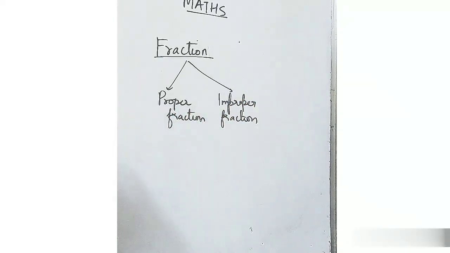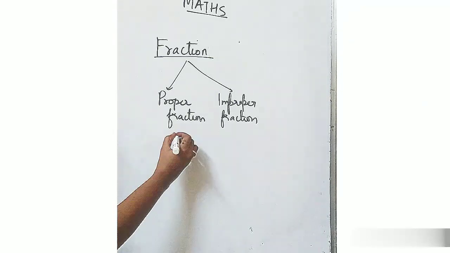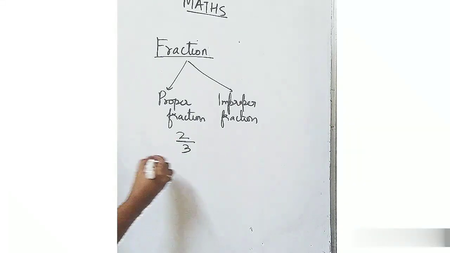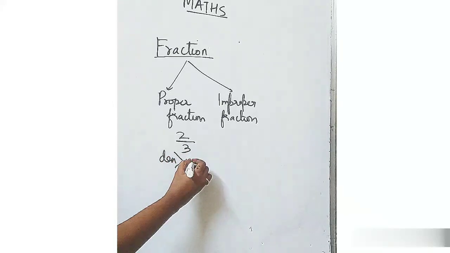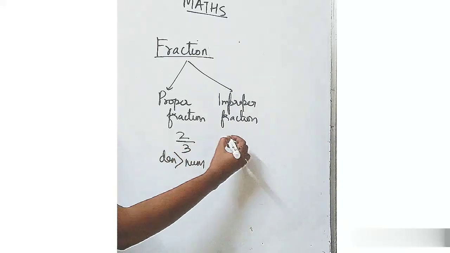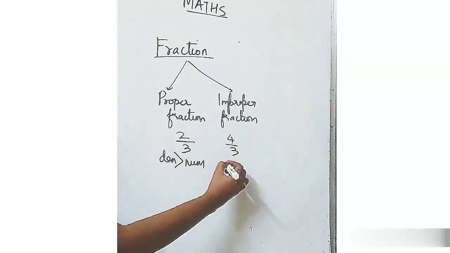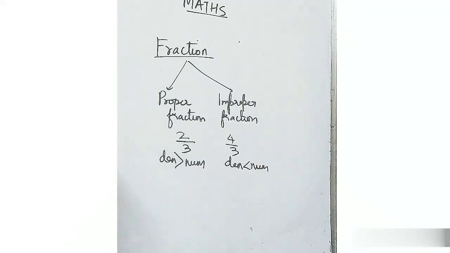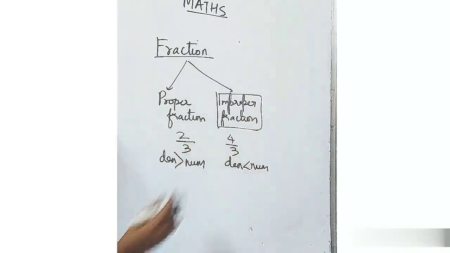Now, what is the difference? In a proper fraction, the denominator should be greater than the numerator. Means the denominator is greater than the numerator. That is the proper fraction. Now, an improper fraction is when the denominator is lesser than the numerator, or the numerator is greater than the denominator. That is an improper fraction. Understood everyone? Okay, and only an improper fraction we can convert into a mixed fraction.